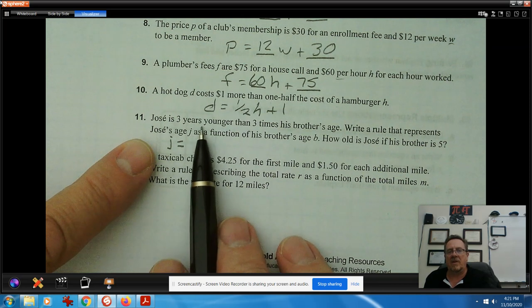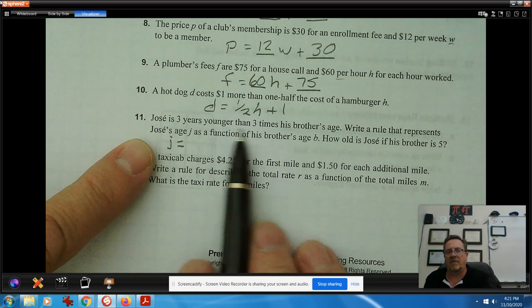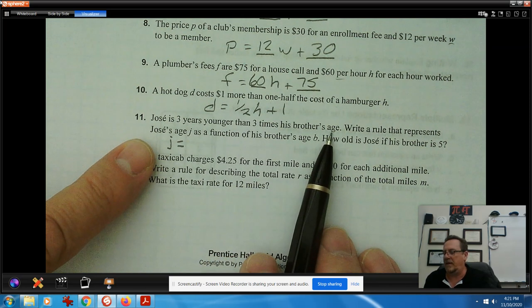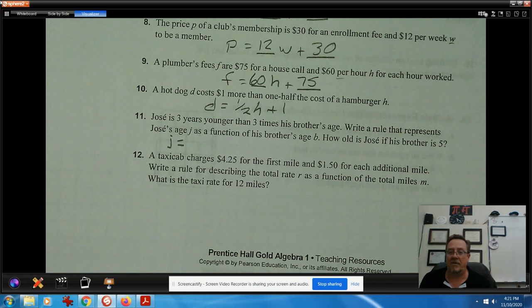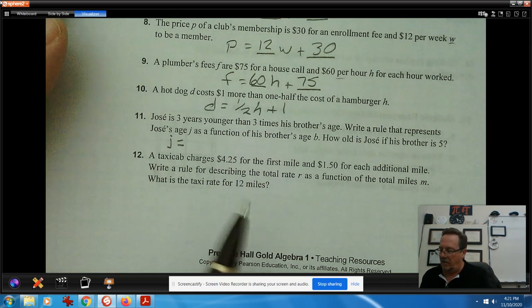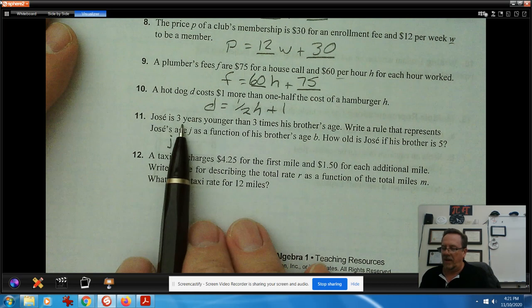If somebody is 3 years younger than 3 times his brother's age, right? Think about how you could do 3 years younger. Like, if I'm 10 years old and you're 3 years younger, how old are you? And hopefully you say 7. And the reason that happens is because you're subtracting 3 because you're 3 years younger. So we know, or we should know, that we're going to be subtracting 3 years, right?